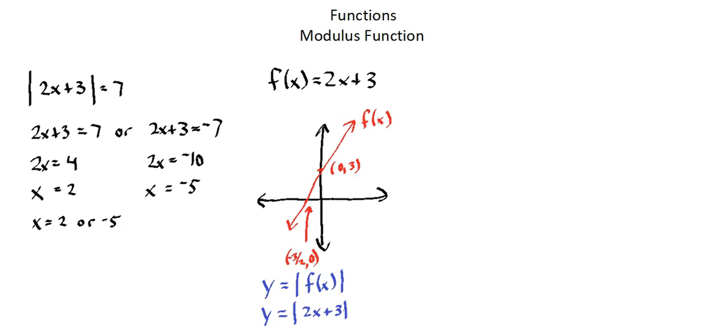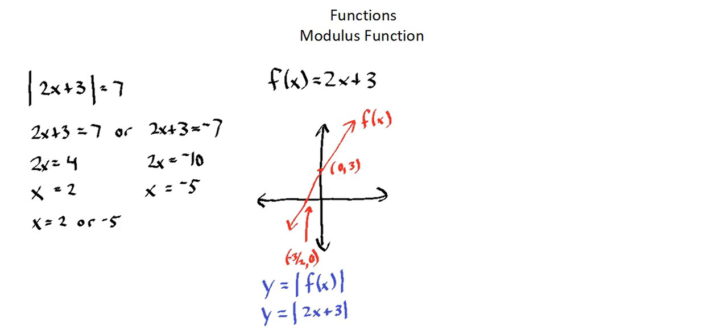Notice that y, the output, is the absolute value of the entire expression on the right side of the equation. Thus, y can never be negative. Now, looking at the graph, the line 2x plus 3 has points with positive y values and points with negative y values. What we're going to do to graph the absolute value of the function is invert any part of the graph with negative y values.